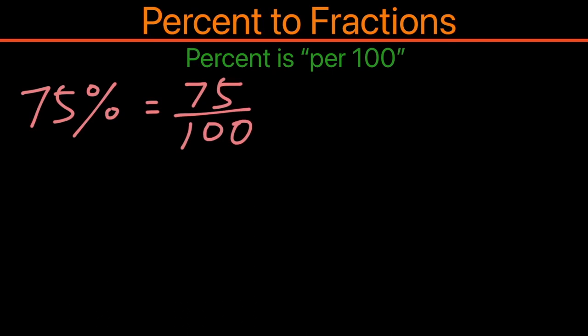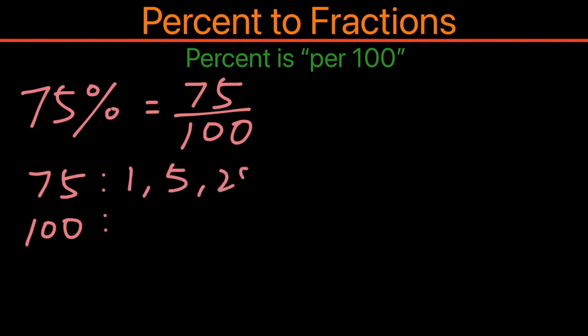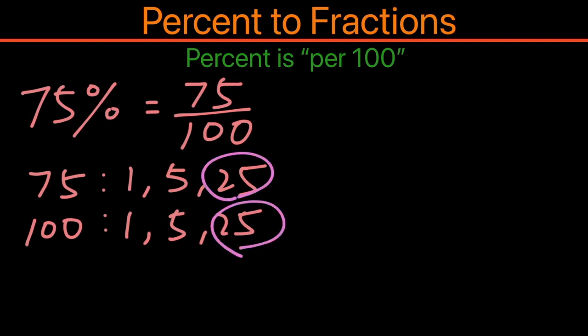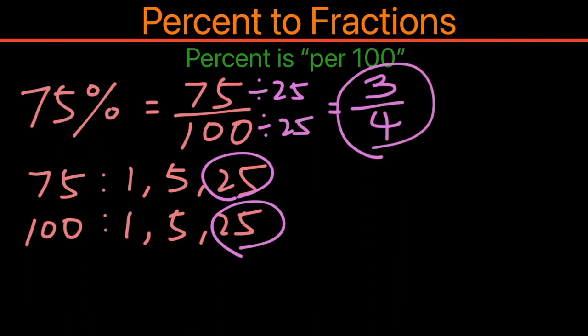Now that we have it converted to a fraction, let's find the greatest common factor between 75 and 100. For 75 we have 1, 5, and 25. For 100, we have 1, 5, and 25. So the greatest common factor in this case would be 25. So that means we could divide the numerator and the denominator by 25, and that will give us 3 over 4. So the answer in this case for 75% is the fraction 3 over 4.